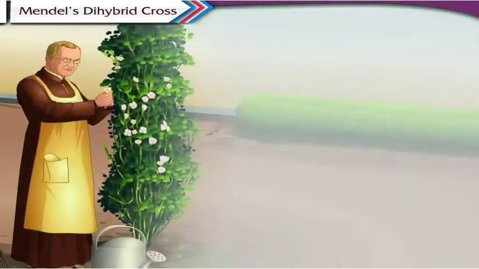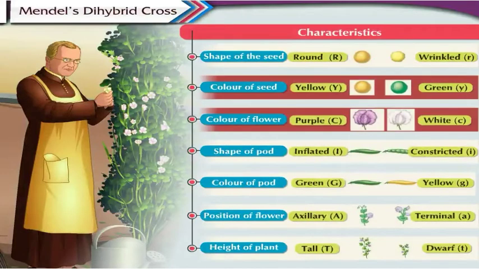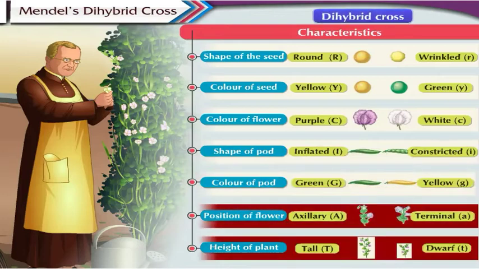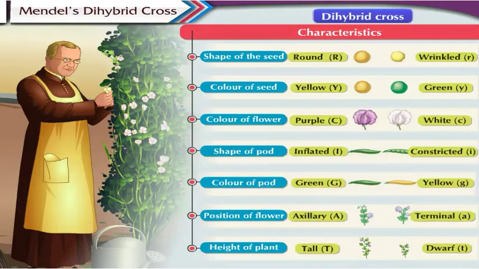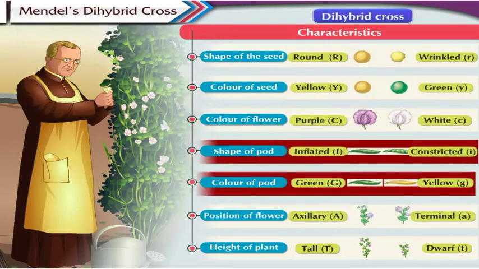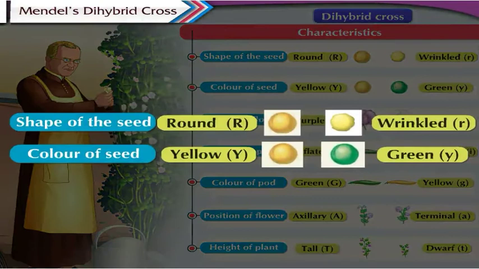Mendel's experiment on dihybrid cross. A cross which involves two pairs of contrasting characters is called a dihybrid cross. Mendel continued with his experiments by involving more than one pair of contrasting characters at one time. This time, he crossed pea plants having round and yellow seeds with plants bearing wrinkled and green seeds.